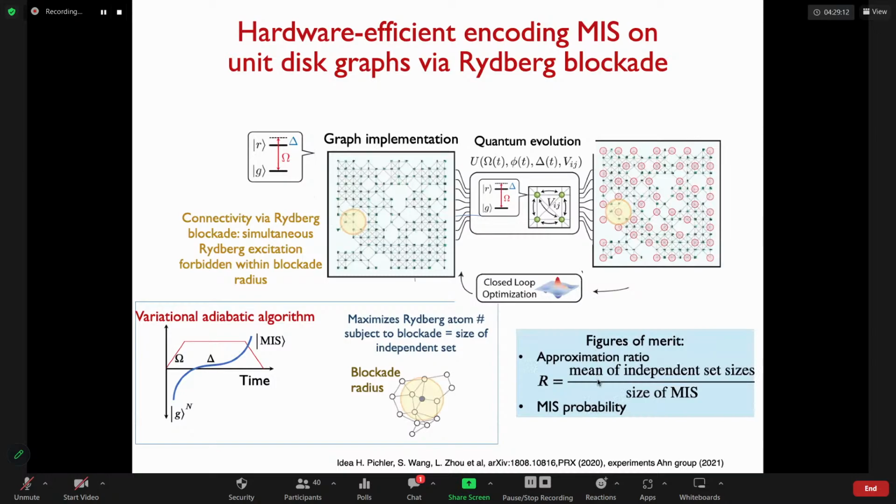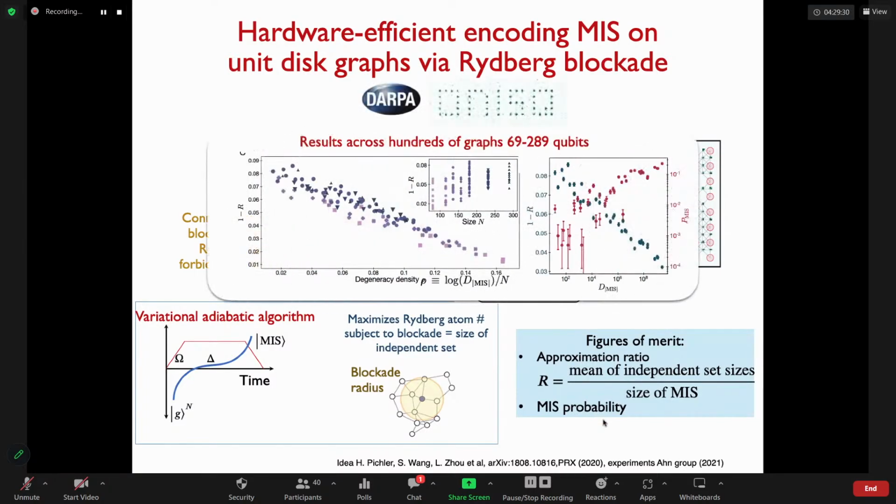One of course has to pick the target, basically what should be a figure of merit that you want to optimize. It could be either approximation ratio or MIS probability. And with these tools, supported by the DARPA ONISQ program, we have explored a wide variety of graphs. We picked thousands of graphs and threw them at this machine to see how well it works.